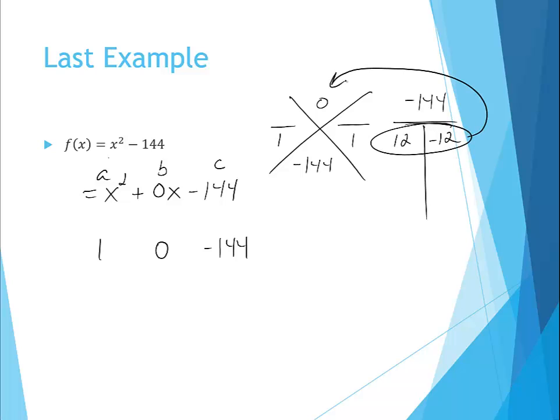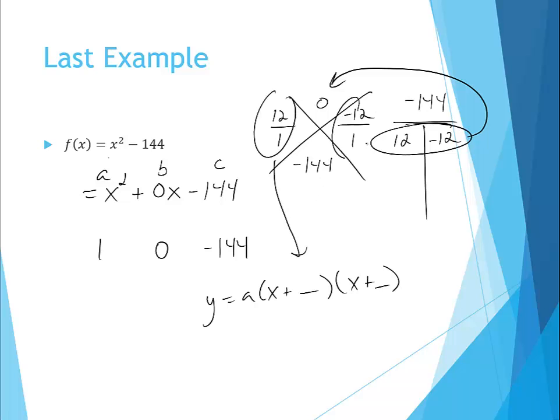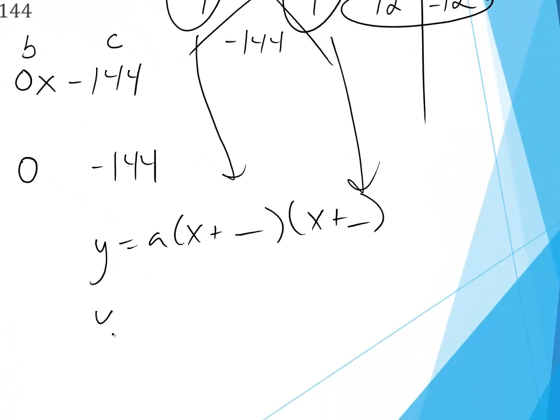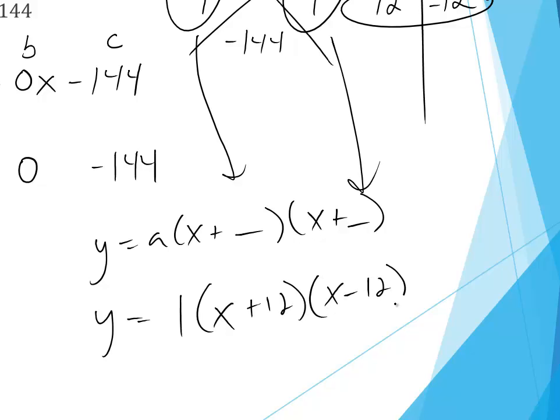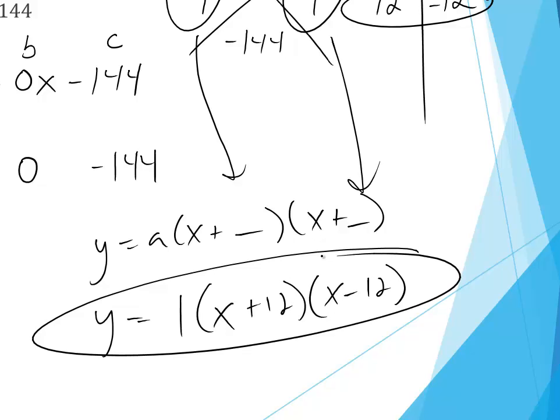So you know what? That's it. So you're going to have a 12 go here, and a negative 12 go here. And now we can make our equation. Y equals a times x plus blank times x plus blank. That goes there, and that goes there. And we'll have y equals a is 1 times x plus 12 over 1, which is just plus 12. And then x plus negative 12, which is x minus 12. And that's it, guys. That's all she wrote.